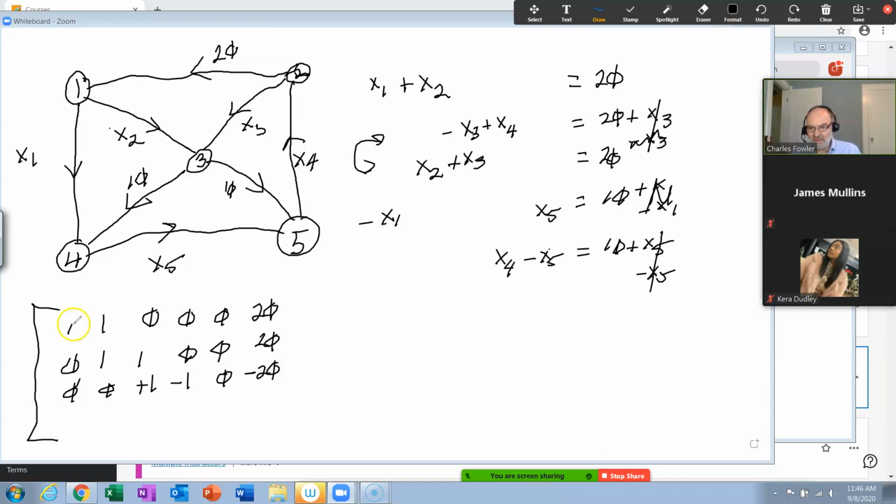Fourth one, a minus 1, and then 3 zeros, x of 2, x of 3, x of 4, 1, and this will be a 10. And the last one is a 0, 0, 0, 1, minus 1, 10.